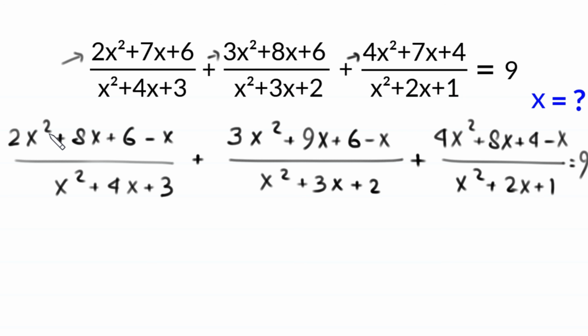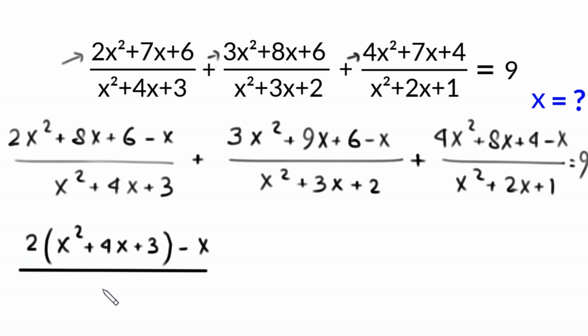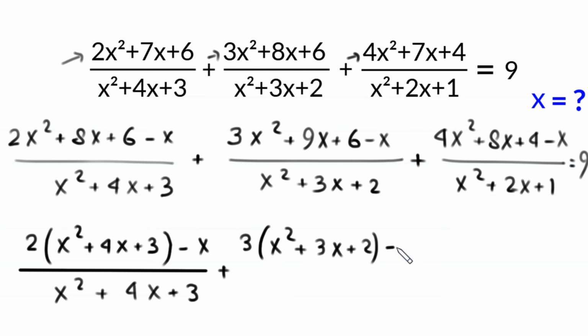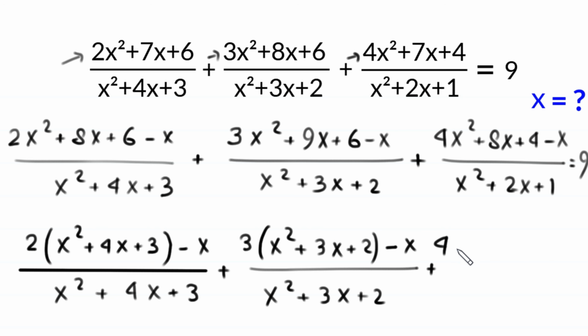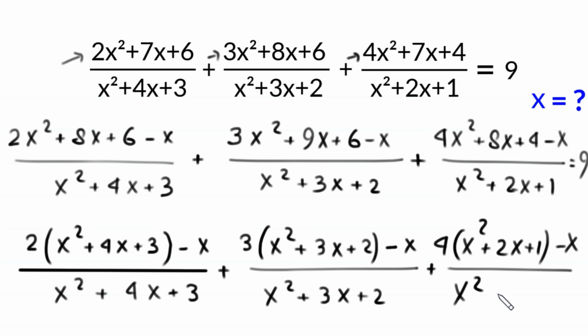Now we can factor out 2 from this numerator, so 2 is the common factor, in brackets (x² + 4x + 3 minus x), divided by x² + 4x + 3, plus from this numerator we can factor out 3, in brackets (x² + 3x + 2 minus x), divided by x² + 3x + 2, plus from these terms we can factor out 4, in brackets (x² + 2x + 1 minus x), divided by x² + 2x + 1, and this is equal to 9.